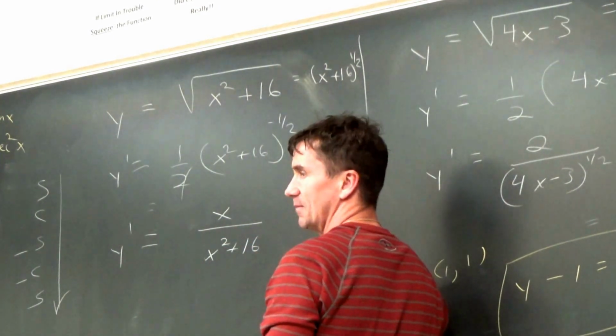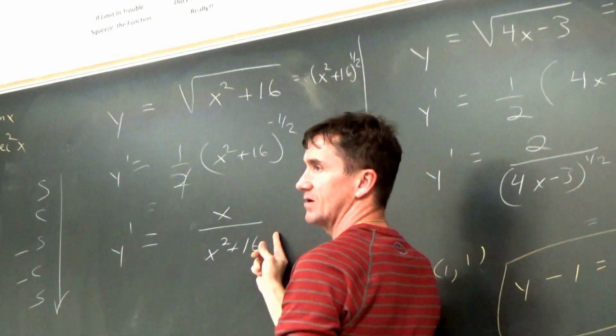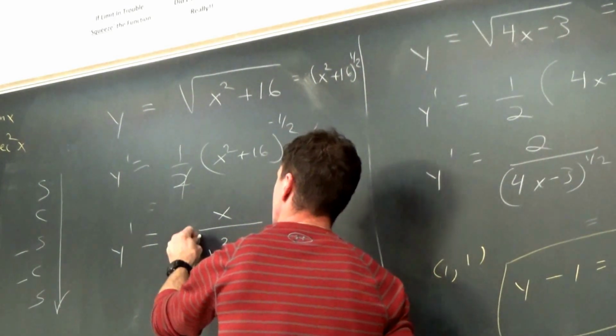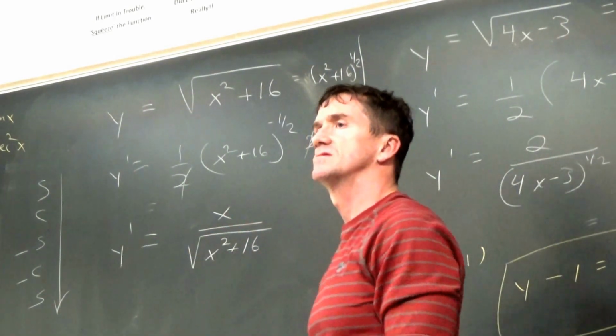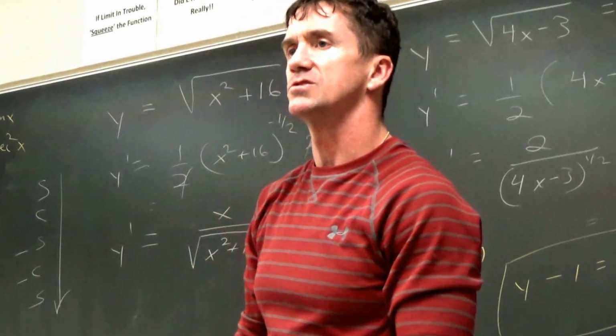Kelly says, but hold up. If you've got x squared plus 16 to the half power in the denominator, you can just write it with the what? Square root. That's the preference. That's how we should write it.